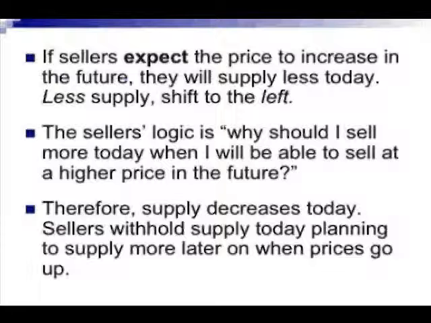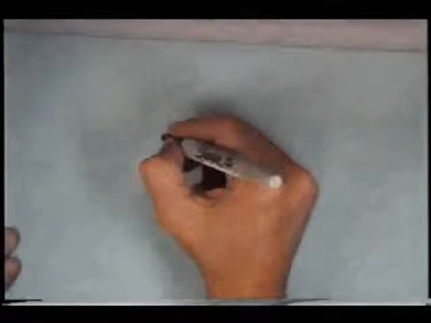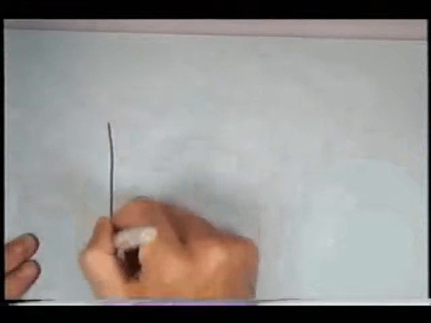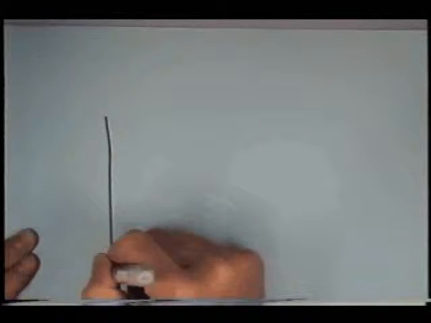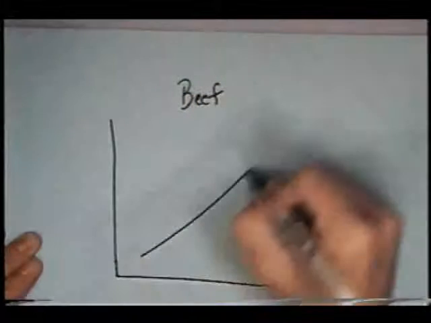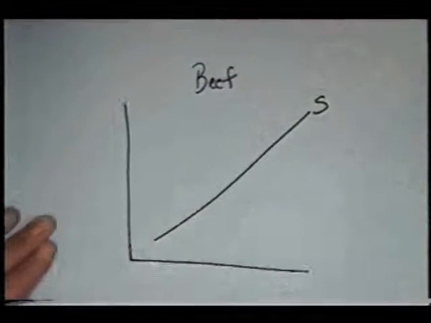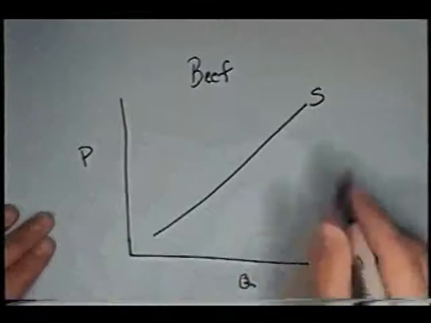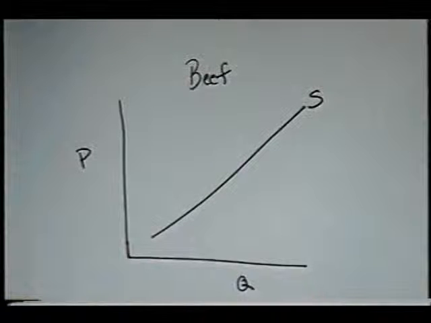One of the examples of that occurred in the 70s when Richard Nixon was the president. He put a price freeze on all meat, beef, pork, mutton. I'll just put beef right here. This was the original supply of beef. Price, quantity. A price freeze was put on beef. That meant on a particular day, beef producers could not increase their price from that day forward until the price freeze was lifted. Now you might say, how can they do that?